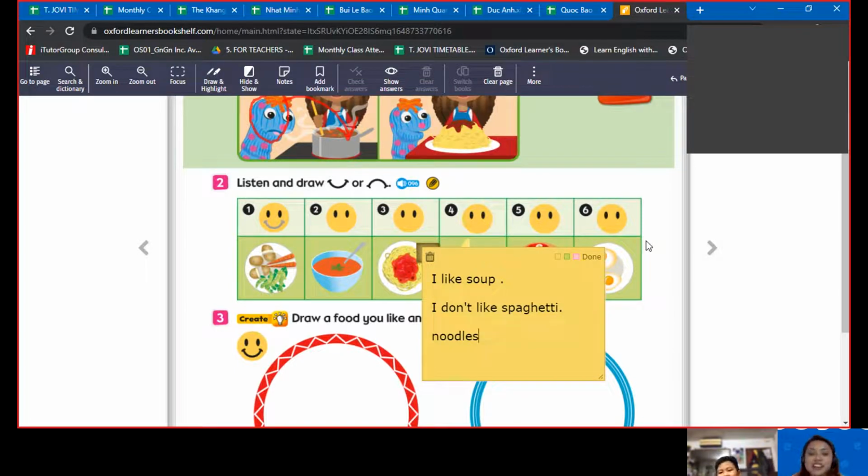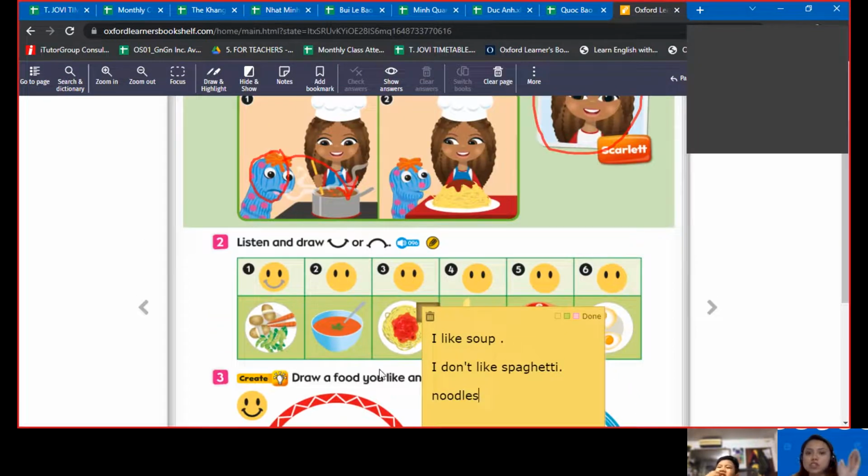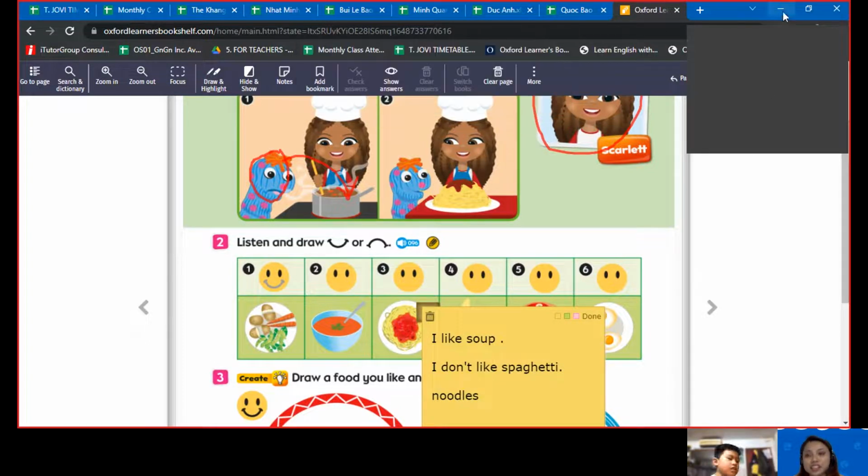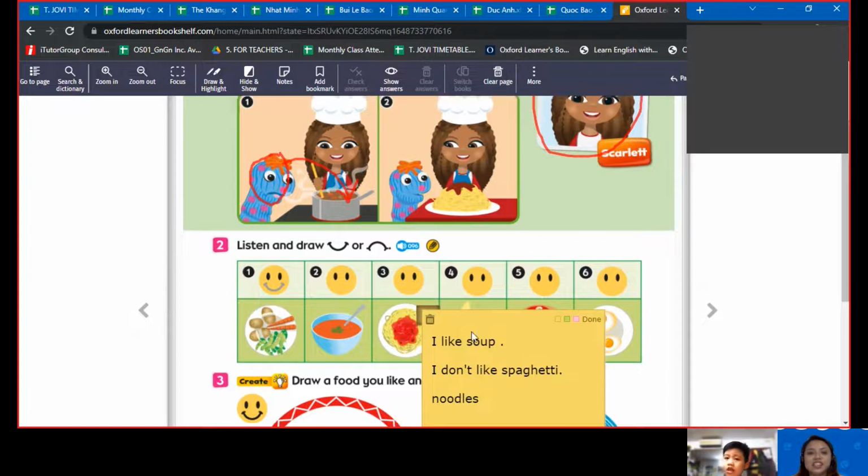So now, how about Mr. Sock? Does Mr. Sock like spaghetti? Yes. Okay. Because spaghetti, okay. It's a soup and it's like spaghetti. Wow. Okay. Very well. All right. So well, yes, of course. Now, let's read the sentences first.